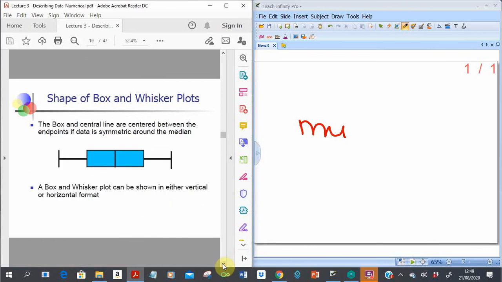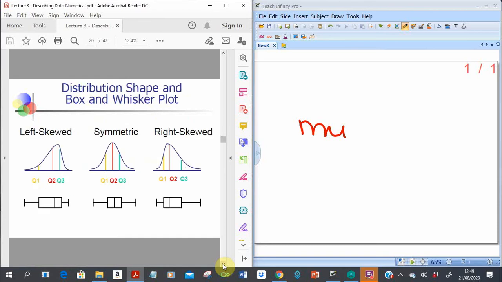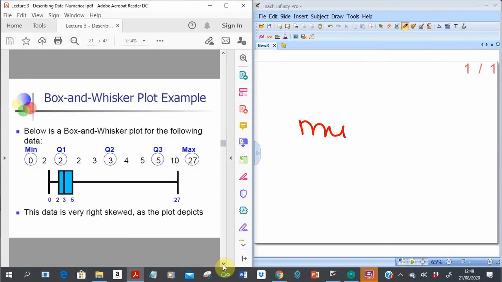From the box and whisker plot, we can also see the distribution of a data set. If you have a bigger box on the left, then it's left skewed. And if you have a bigger box on the right, then it's right skewed. The one that is symmetric will be evenly distributed like that. So that is an example.